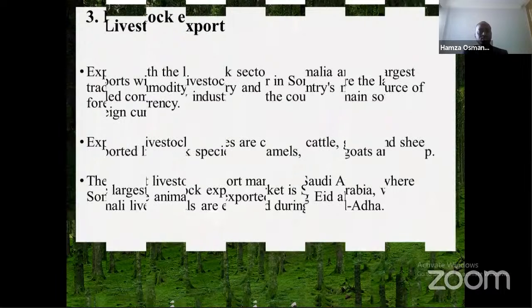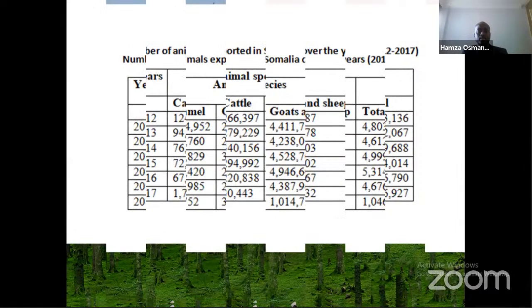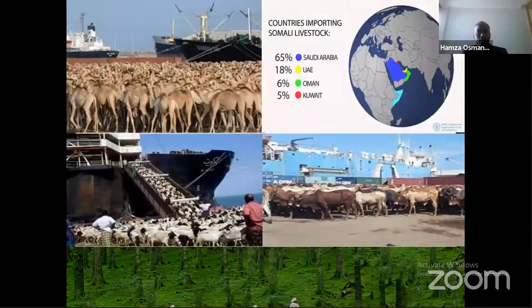Here is the number of animals exported from Somalia over the years from 2012 to 2017. In 2012, 4.8 million animals were exported, and in 2015, approximately 5 million animals were exported, and the least number of animals were exported in 2017, which is approximately 1 million. Among exported animals, 65% are exported to Saudi Arabia, while 18% are exported to the United Arab Emirates, and 6% and 5% are exported to Oman and Kuwait, respectively.